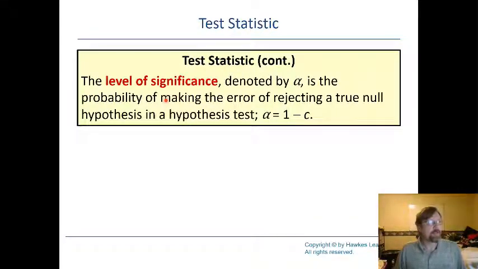The other part of this is level of significance, denoted by alpha. Again, alpha is 1 minus c, c being the confidence level. It is the probability of making the error of rejecting a true null hypothesis. So in the presidential approval rating example, 0.56 was the presumed value.